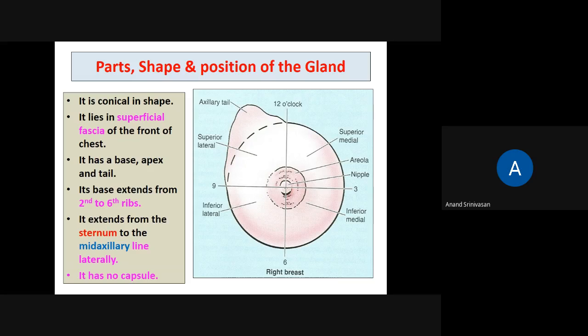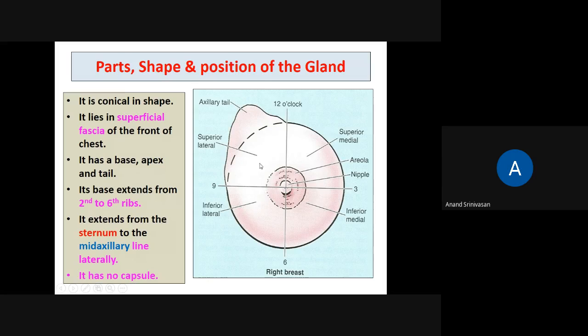So the mammary gland is roughly conical in shape, and it is present in the superficial fascia. There are different layers: the skin, and the next one is the superficial fascia. So the mammary gland is located in the superficial fascia. It has a base, an apex, and a tail. Because it is conical in shape, you know that it has a base. The base is towards the pectoralis major.